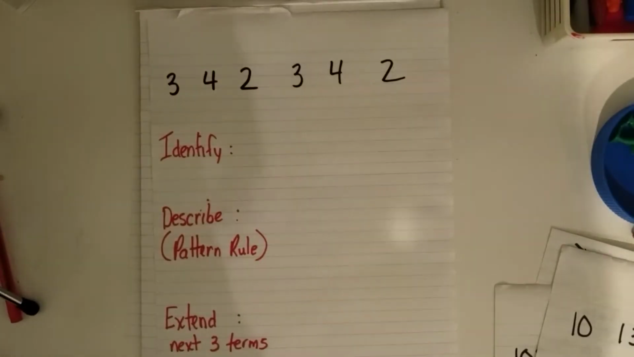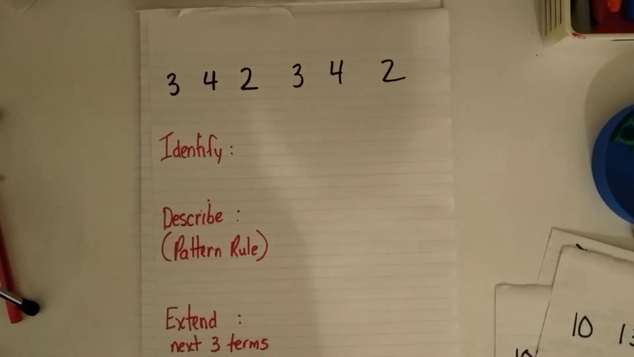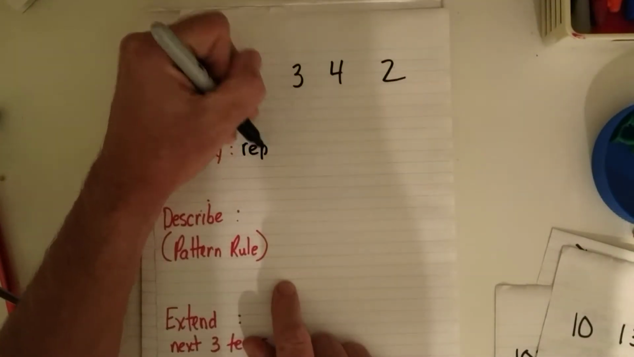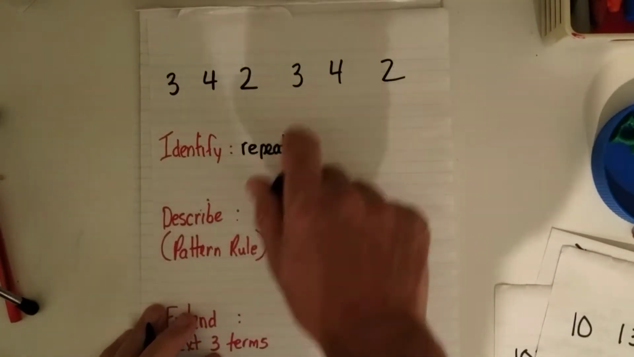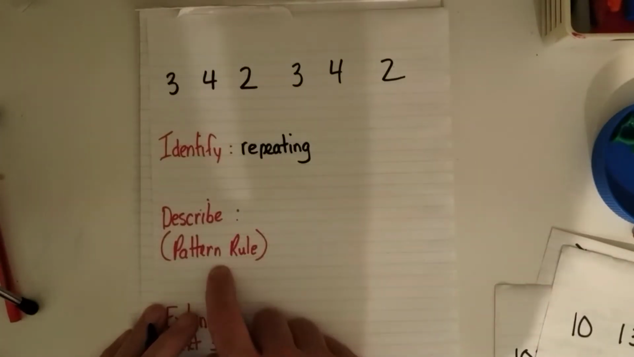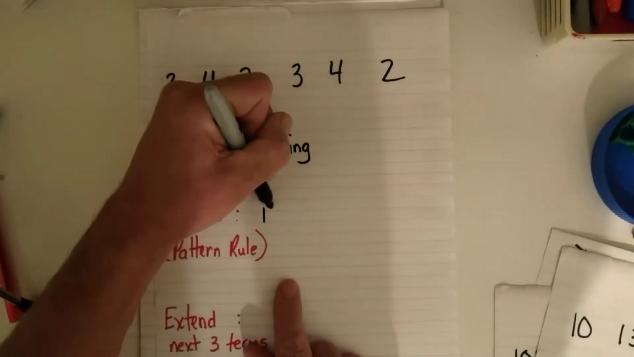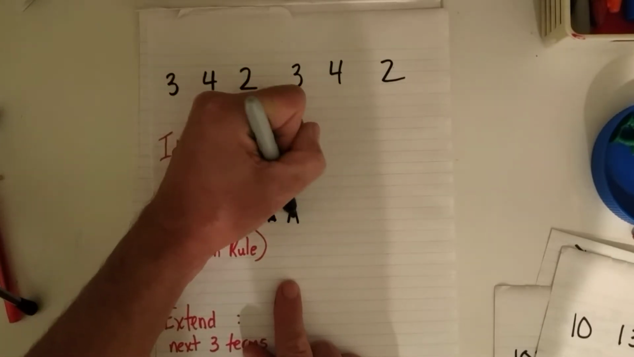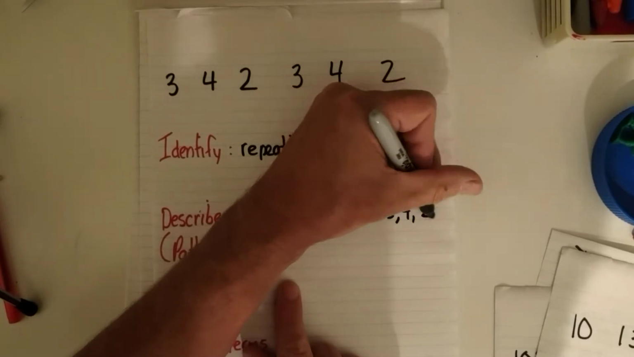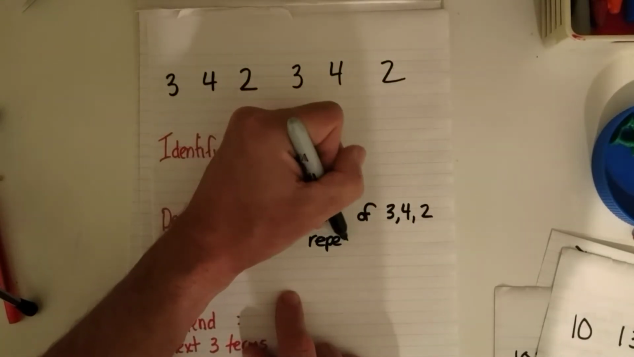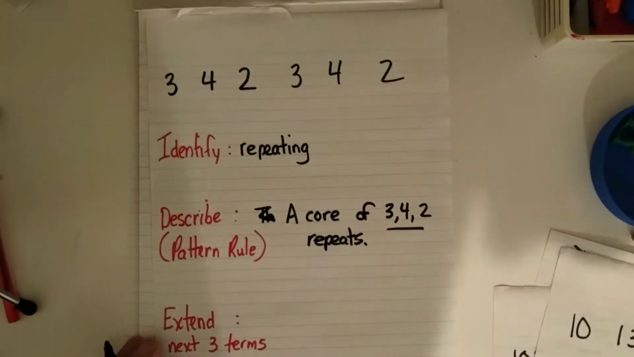Pattern 1 is a repeating pattern, 3-4-2, 3-4-2, 3-4-2. So students will have to identify the 3 types of patterns. In this case, it's a repeating. They'll have to describe it. Another way to say that is, what is the pattern rule? Here we just want to say something like, a core of 3, 4, and 2 repeats. As long as we have the word repeats and what is repeating, we are good.